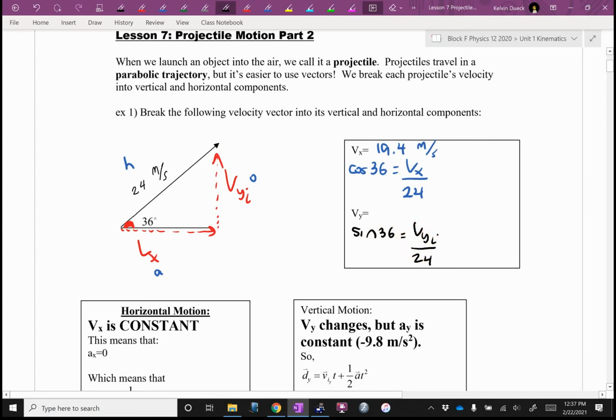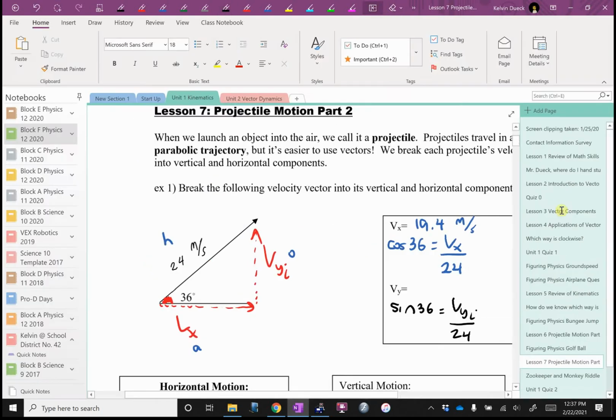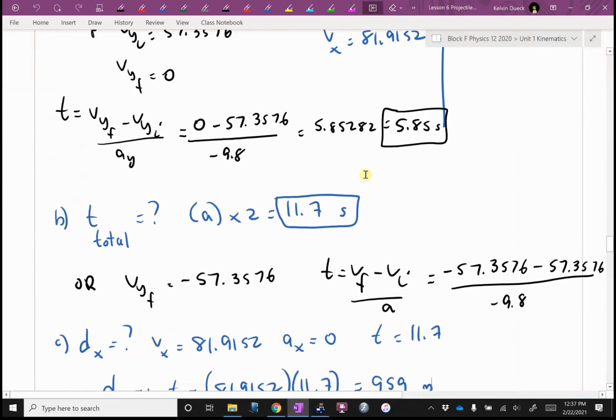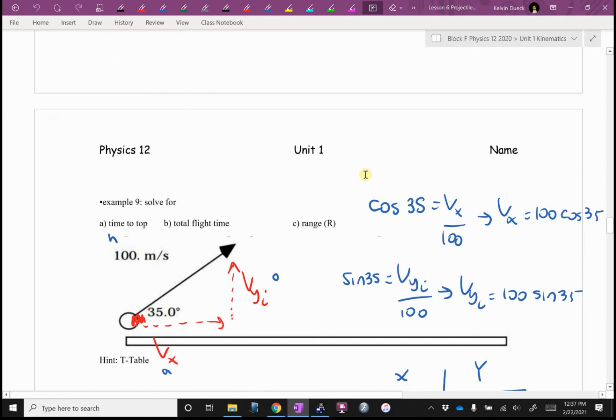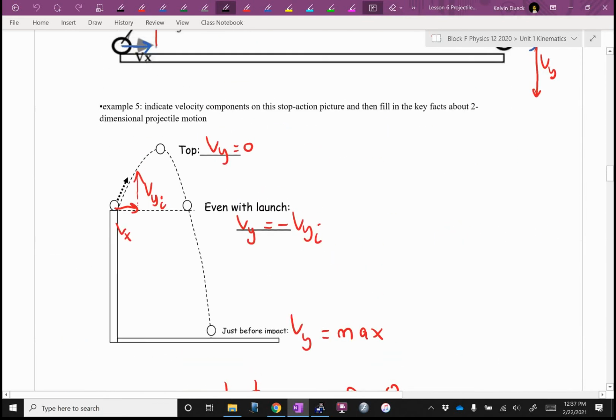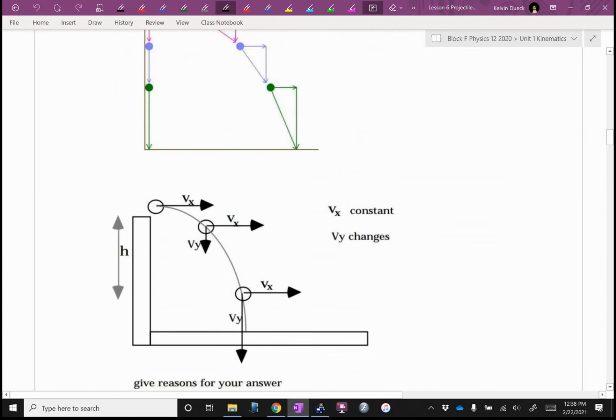Hey, wait. Put your pencils down, look up. What was Vy? Which trig function? Everybody? Sine. What was Vx? Cos. What was Vy? Which trig function? What was Vx? This was horizontal.